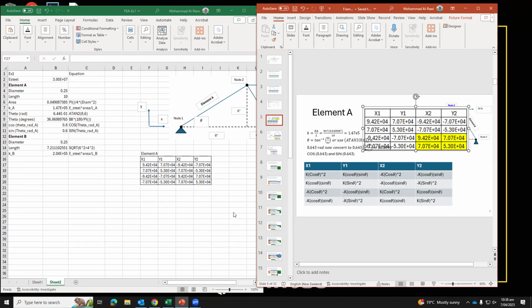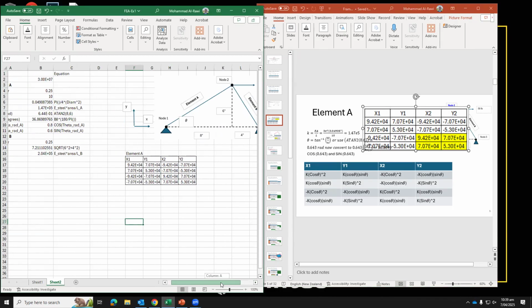All of you got that table or still working on it? Just double checking the numbers. So in the X, Y components for node 1, we have 9.42 and 7.07. For the second one, we have 5.3 and, yeah, those are the two values, 5.3 and 7.07. Done? Okay. That is for elements A.